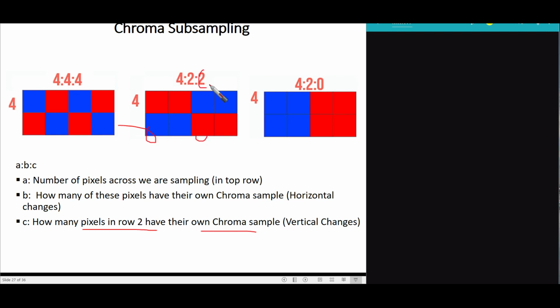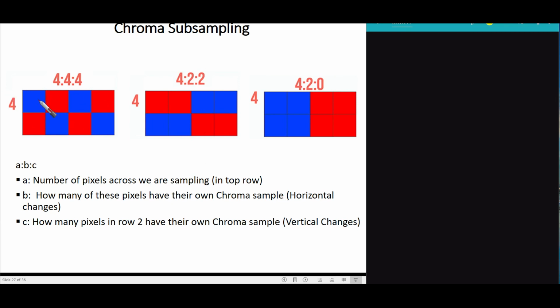So that's why this is 2. Or in another sense, we can say how many vertical changes. You see, from this pixel to this pixel, one change, right? And again from this pixel to this pixel, this is one change. So the 2 changes, that's why this is 2.